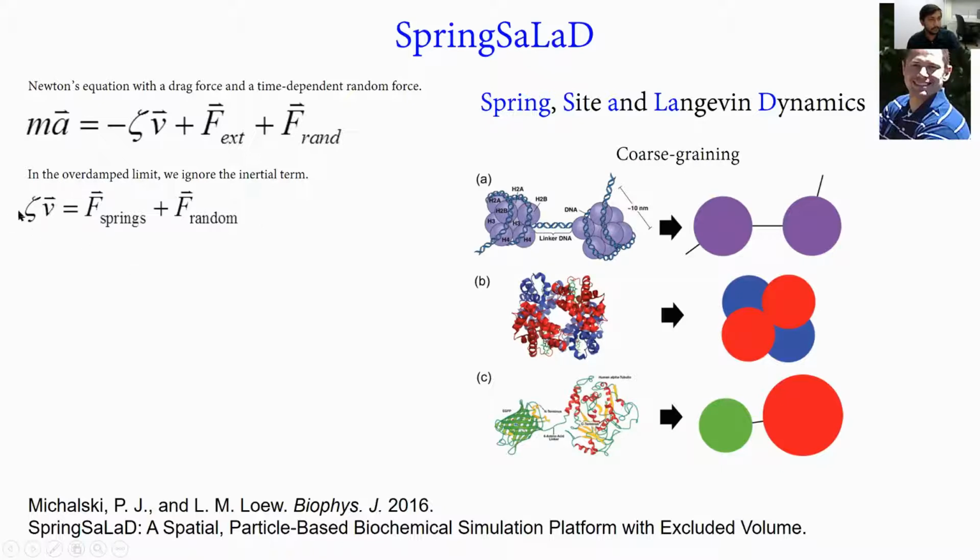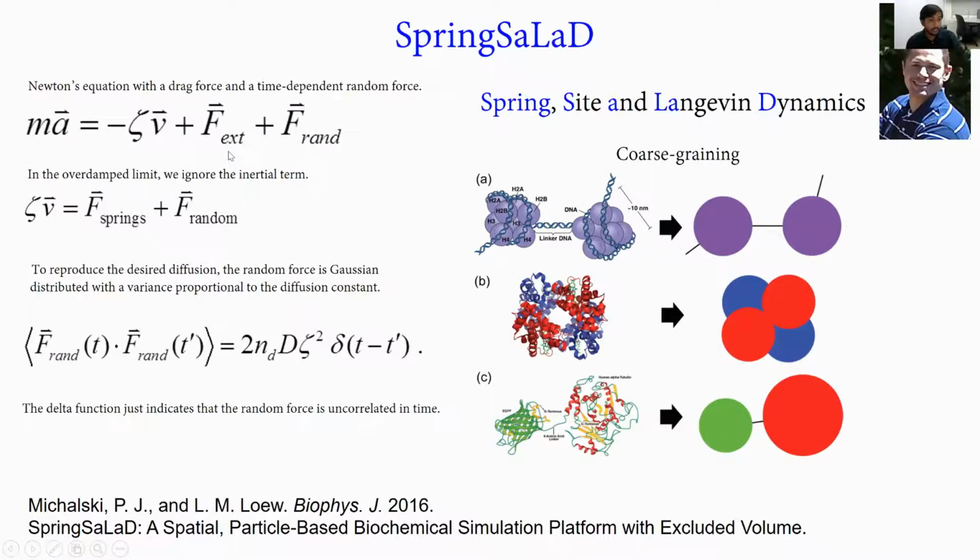So this is the viscous term, and it is like a force balance equation here. And you have two force terms here. One is coming from the springs, and one is coming from that random force. So the random force is chosen in such a way that it can reproduce the diffusion constant that you are putting for all those individual sites. So in SpringSaLaD framework, let's say if you have this molecule here, you assign a diffusion constant to individual sites, not to the whole molecule, okay?